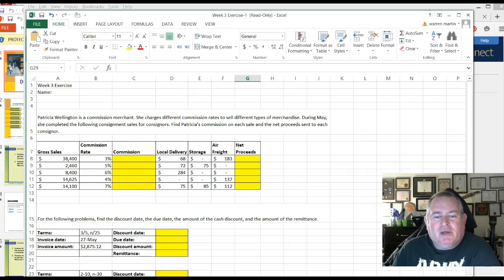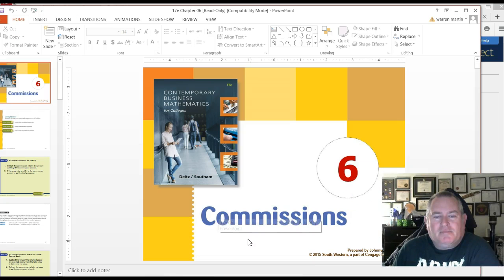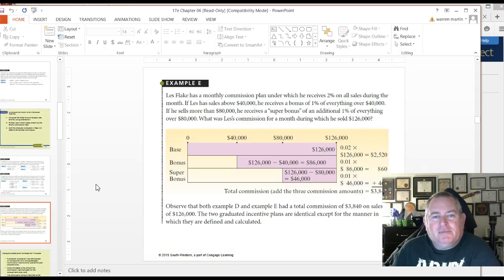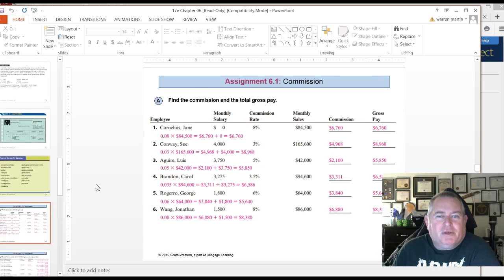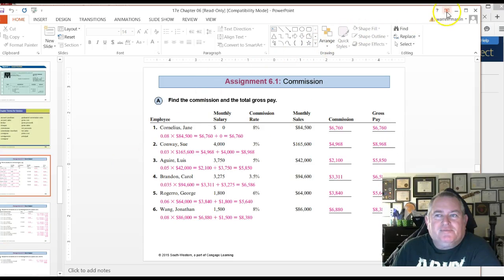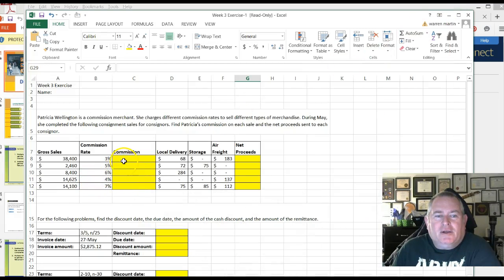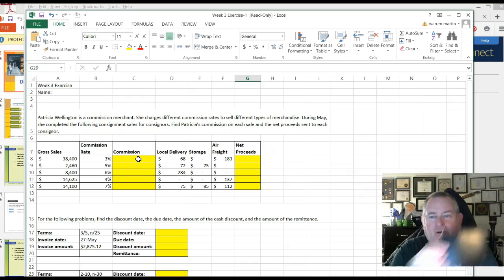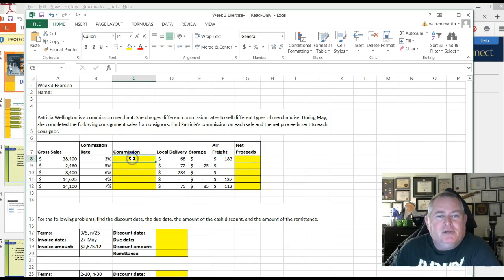So this has got to do with commission, and this following one down here has to do with discount rates. So okay, chapter 6 we got commissions. Yep, commissions. So this covers pretty much everything about the commissions. And I'm going to jump forward a little bit here because on here you got Patricia Wellington, and there's a couple ways to do this. The shorthand way, you use the calculator. You can go ahead and put formulas in here if you want to into these places. I think the quickest, easiest way is just to do it.